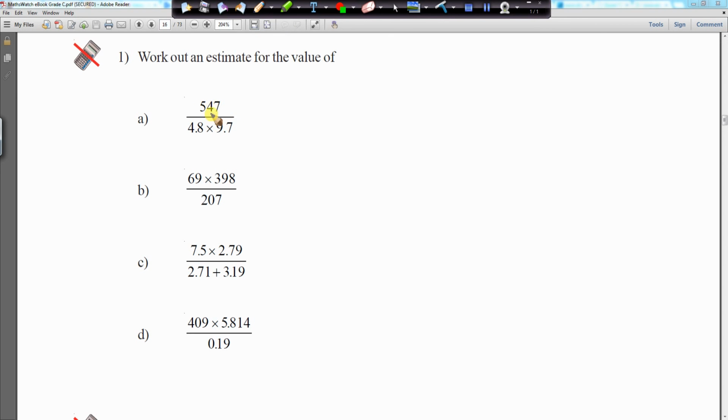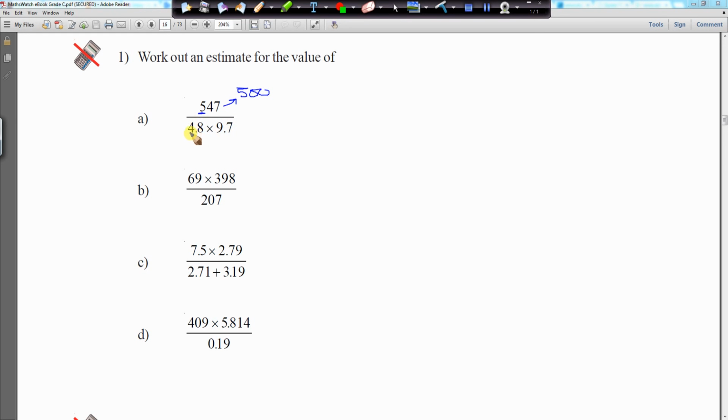Right, 547. The best way to look at these estimated questions, look at the highest place value. Highest place value: units, tens, hundreds, hundreds. Round to the nearest hundred. So 547 to the nearest hundred, because it's less than halfway, it will become just back to 500.